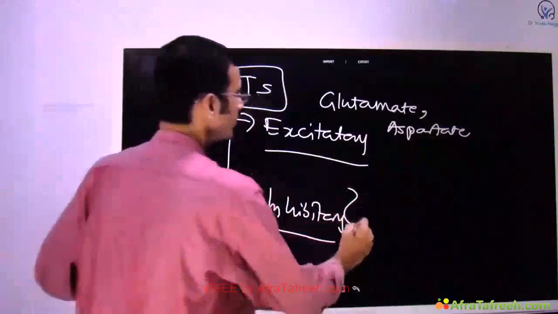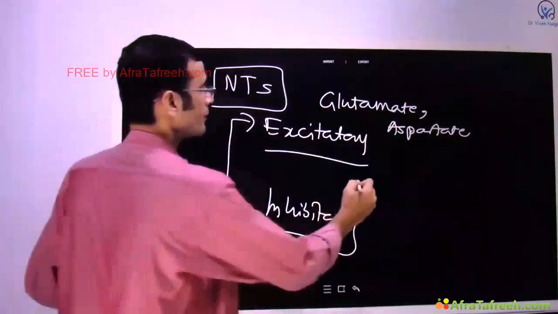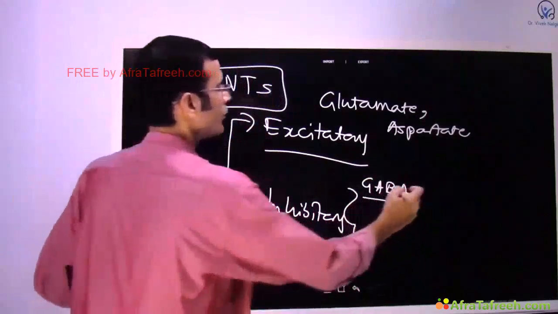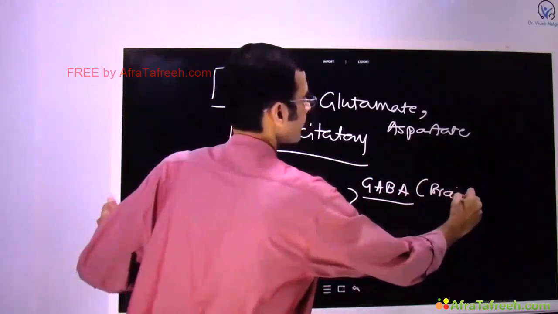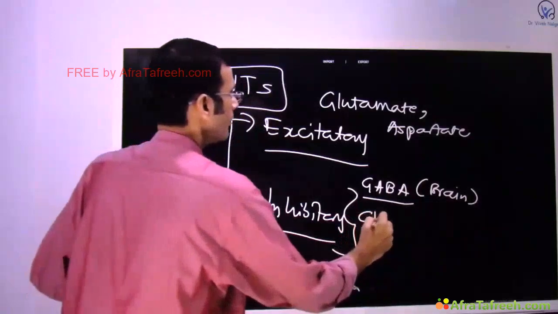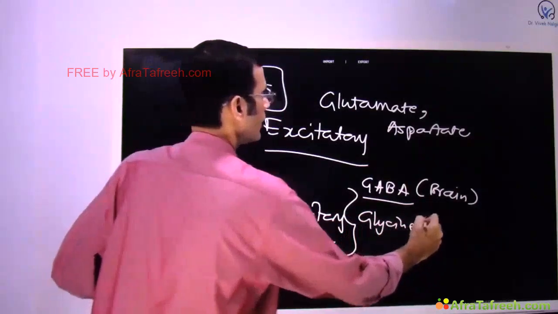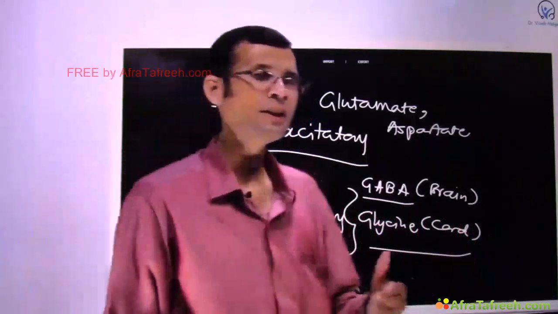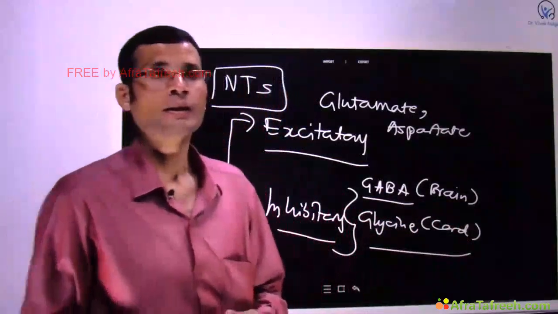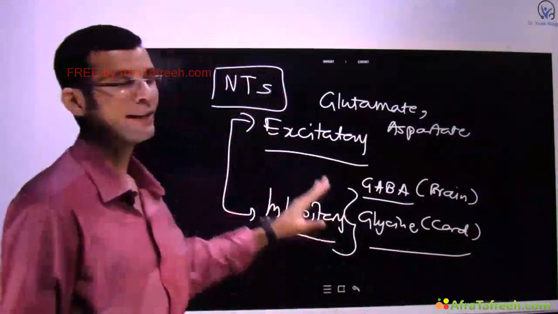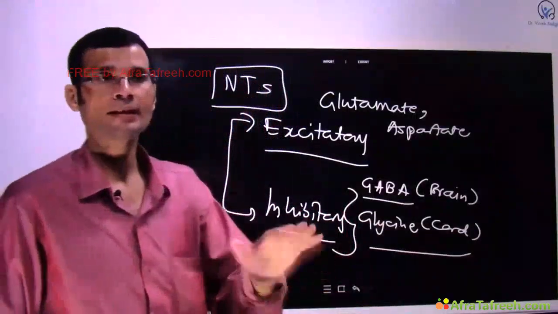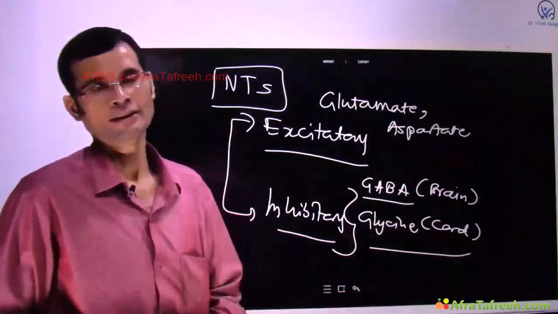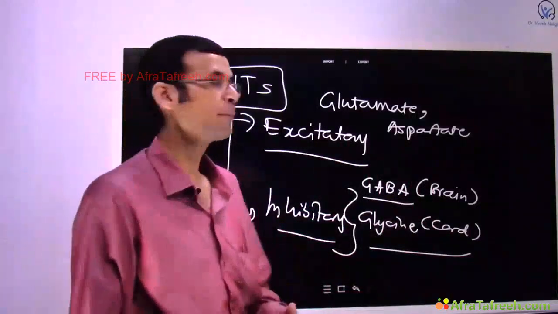So let's see some inhibitory transmitters in the CNS. GABA is the commonest inhibitory neurotransmitter in the brain, and the commonest inhibitory transmitter in the spinal cord is glycine. In fact, strychnine, the poison, is the antagonist of glycine, and it suppresses the inhibition. Therefore, there is excess facilitation of stretch reflexes, resulting in opisthotonos posture.